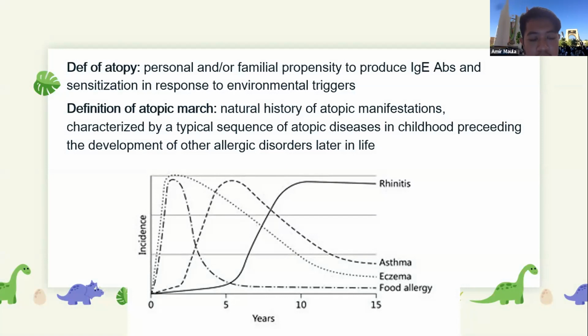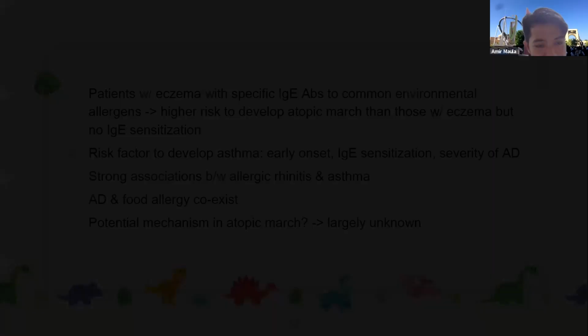So if you see in the graph below, this is the graph of the incidence of the atopic march following the years. Usually the atopic dermatitis will be the first one to be manifested, and then followed by food allergy, and later on will subsequently cause development of asthma or allergic rhinitis.